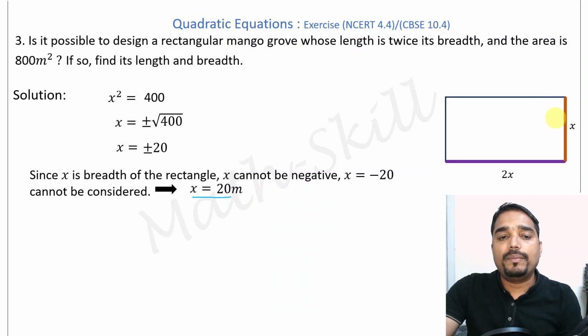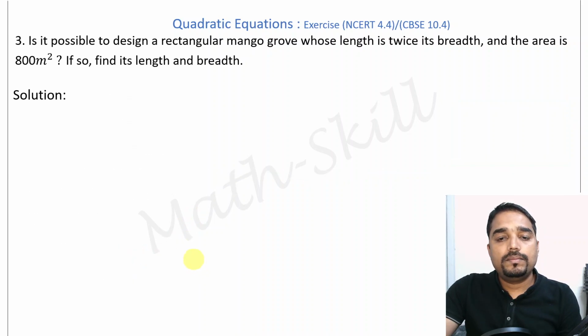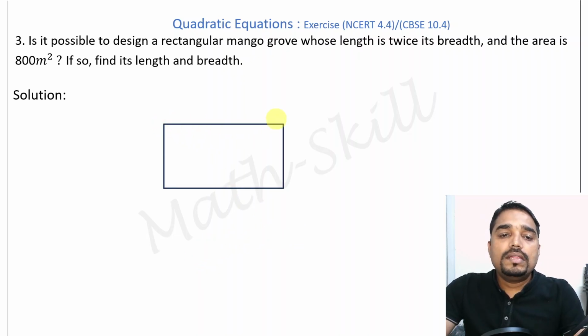Therefore, the breadth of the rectangular mango grove is 20 meters. If breadth is 20 meters, we know that length is equal to 2x meters. Therefore, length is equal to 2x, which is 2 into 20, or length is equal to 40 meters. Therefore, the rectangular mango grove we are supposed to design is of breadth 20 meters and of length 40 meters. This concludes the solution.